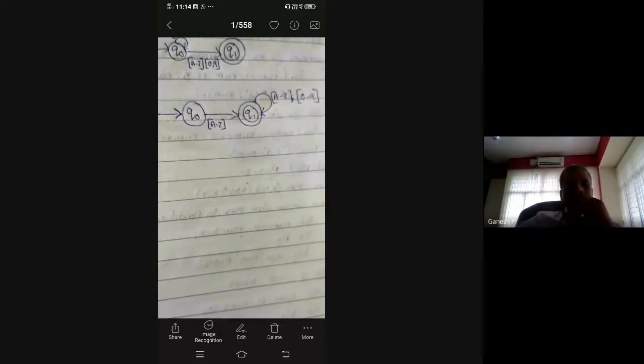Fine. Now take one more, modifying this: recognize an identifier that begins with either a letter or a digit, followed by only a sequence of letters.